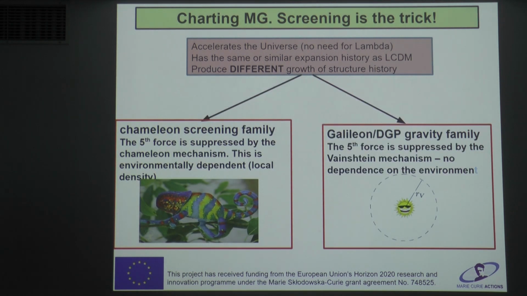So very quickly, these are two very complicated mechanisms, but generally speaking, there are a few families of this mechanism. The two most popular are the so-called chameleon screening family. In this family, the fifth force is suppressed by something we call the chameleon mechanism. The chameleon mechanism, I will say a few words about this in just one slide, changes the effective potential of the scalar field with the local density. So when you have very dense regions of space, the effective potential goes up, so the mass of the scalar field also goes up, so the fifth force is suppressed, like a Yukawa-like coupling.